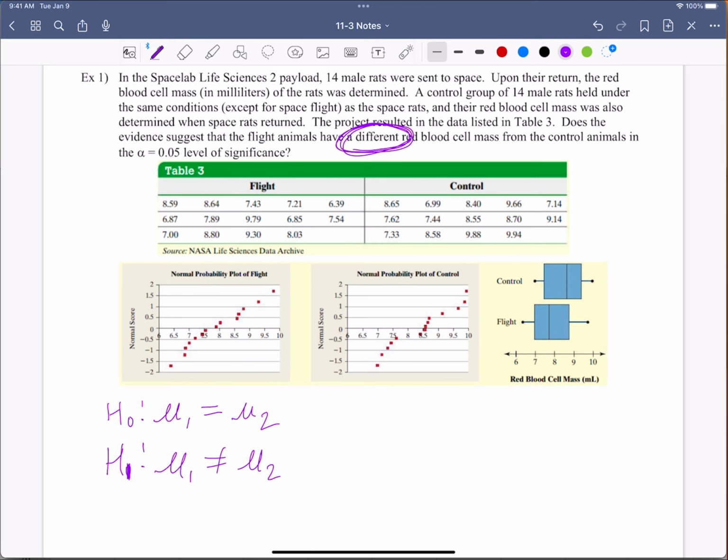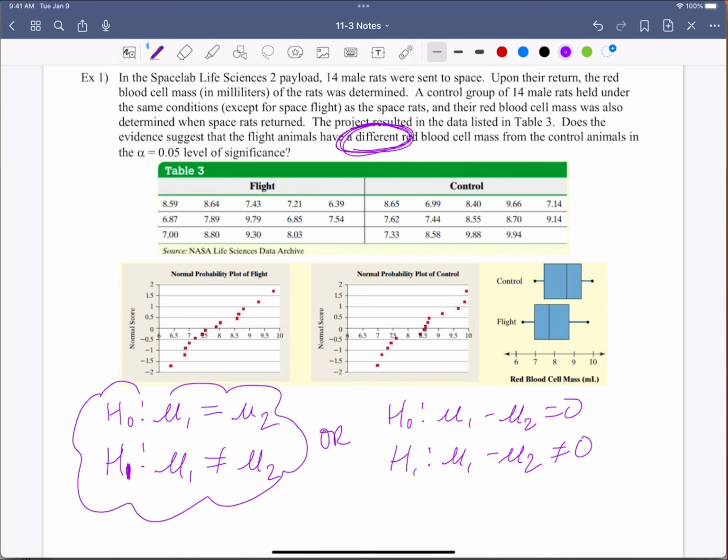All right. I'm going to write this "or" in here because I want you to see sometimes it's written like this: mu1 minus mu2 does not equal 0. Either one. Typically, we're going to write it like this, but I want to make sure that you see what both of them look like. The symbols are the same. All I've done is just move this second mean to the other side of that equal sign. That's it.